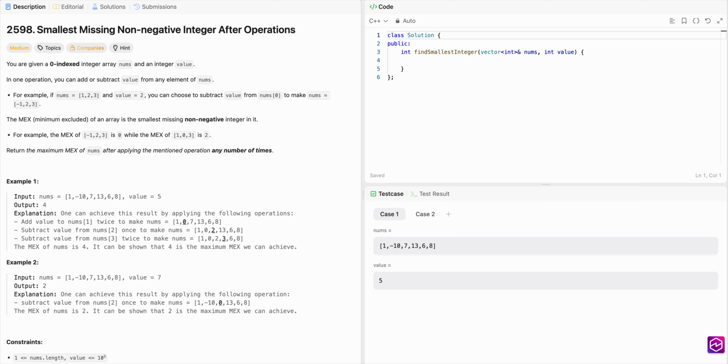Today I'll be solving the LeetCode POTD, smallest missing non-negative integer after operations, which is the POTD for the 16th of October. So let's see. We are given a 0-indexed integer array nums and an integer value. In one operation you can add or subtract value from any element of nums.